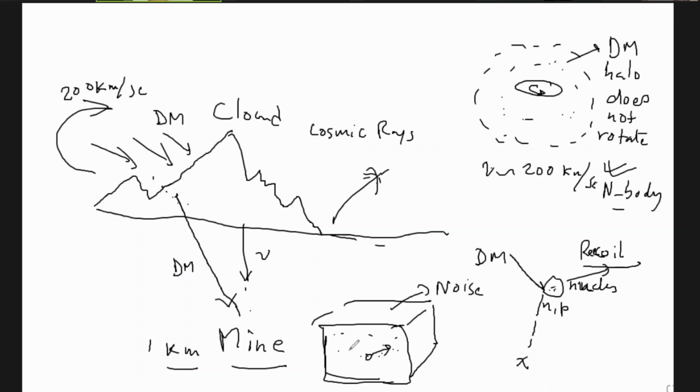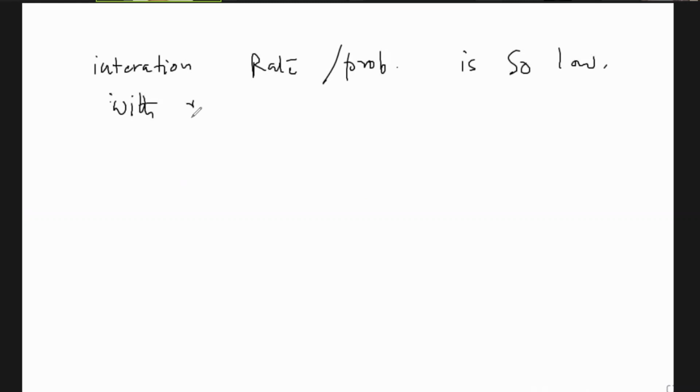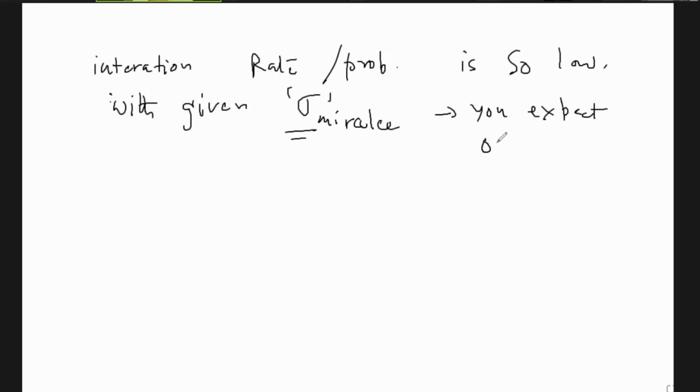And the interaction rate of dark matter is so low, the probability is so low that, given sigma, the miraculous sigma, which gives the dark matter density, you expect 1 to 2 hits per year.